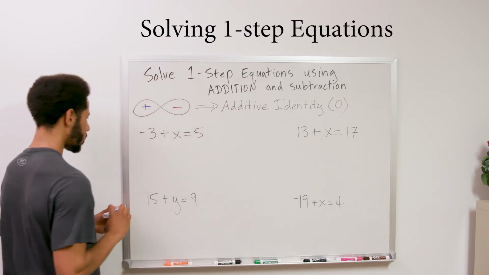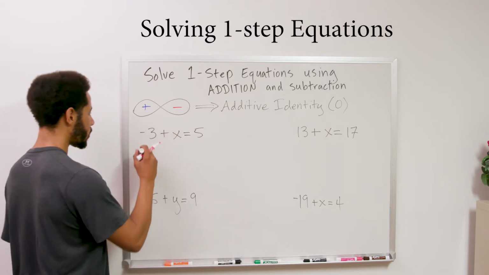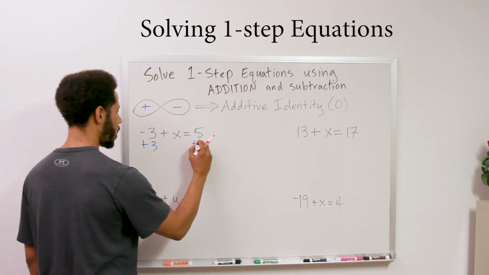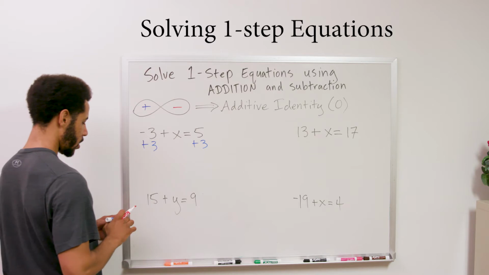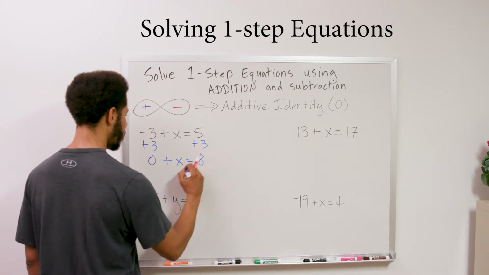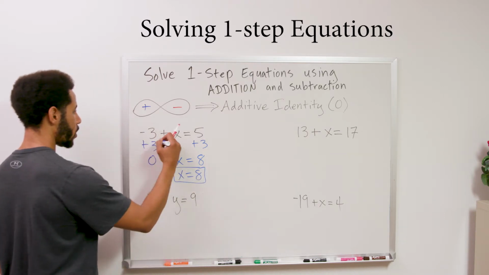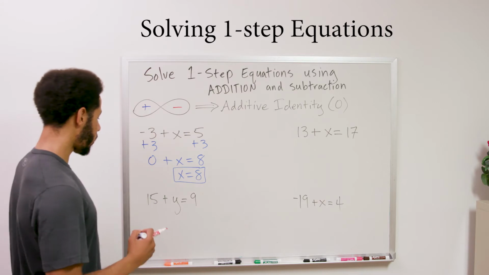Negative 3 plus x. How do I create a 0? Well, if I have a negative 3, I need to come 3 in the positive direction, add 3 to both sides of the equal sign, and 0 plus x equals 8, or x equals 8. And negative 3 plus 8 does equal positive 5.